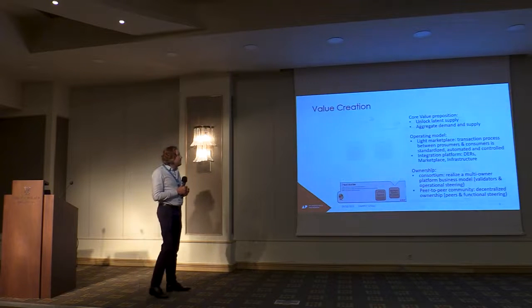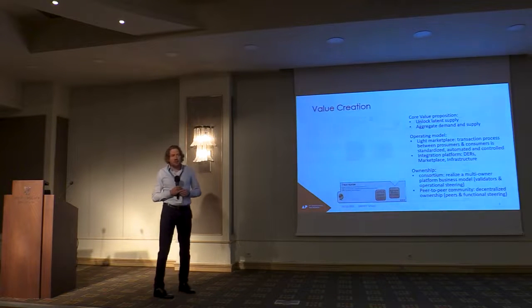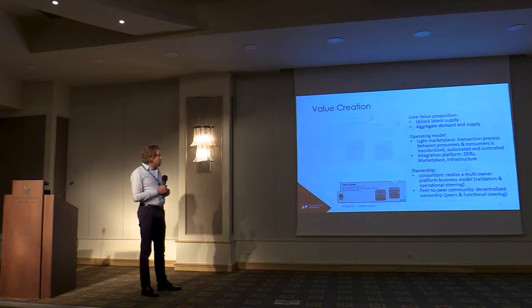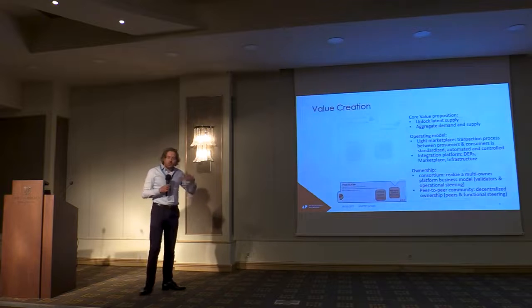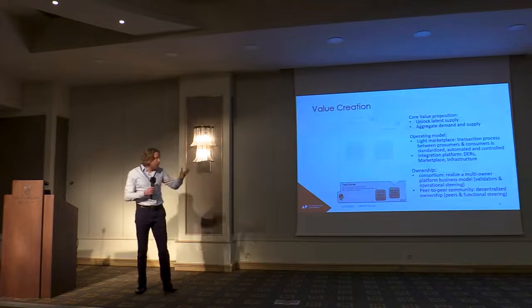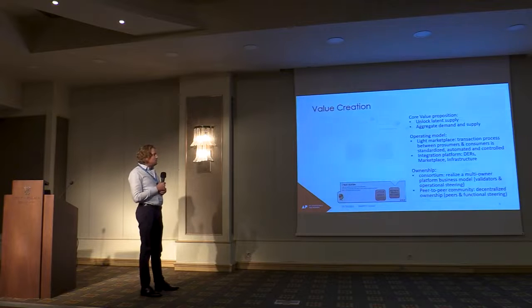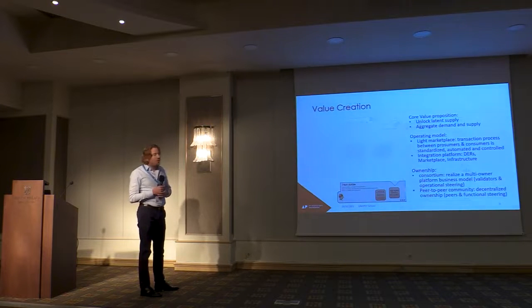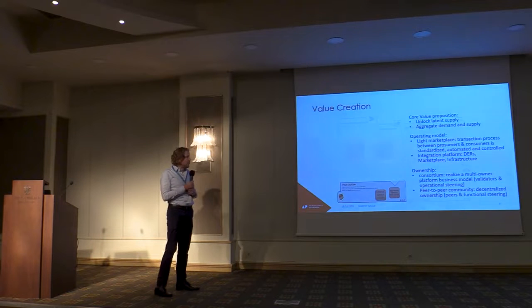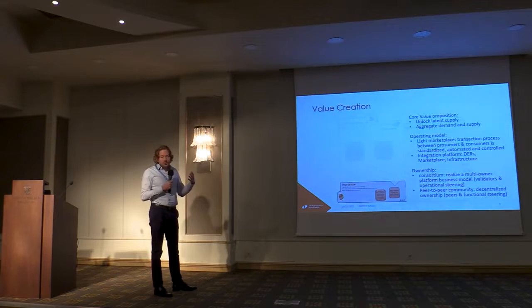So I think that's clear. And also from the other group as well, aggregate demand and supply. The operating model: we'll be creating a light marketplace. There's a transaction process between our prosumers and consumers that is standardized, automated, controlled, secured, private, and all those things. That's going to be very important, but the thing I want to mostly stress here is the standardized and automated aspects of this transaction process. Right. And we also have an integration platform.